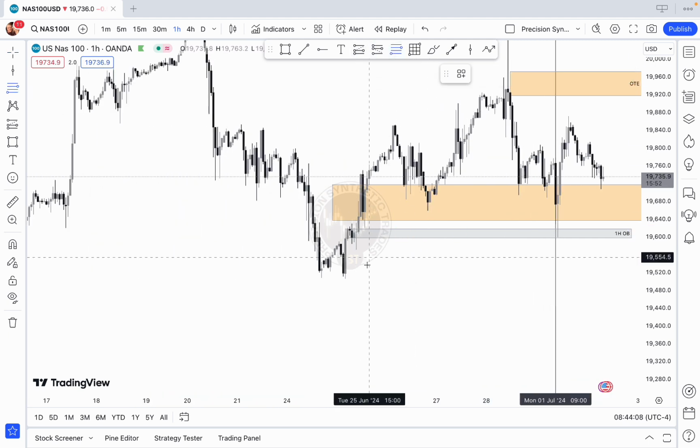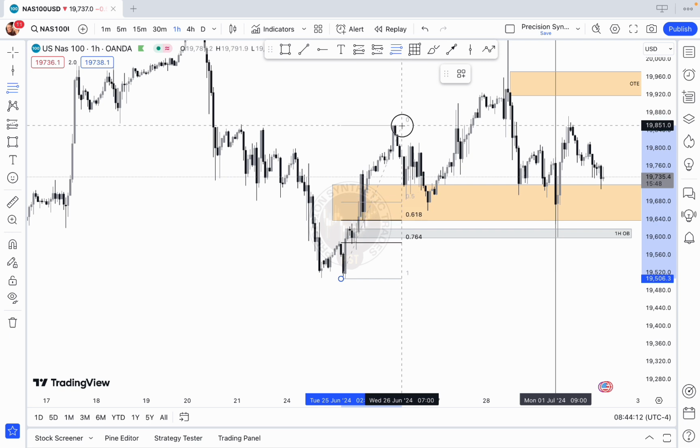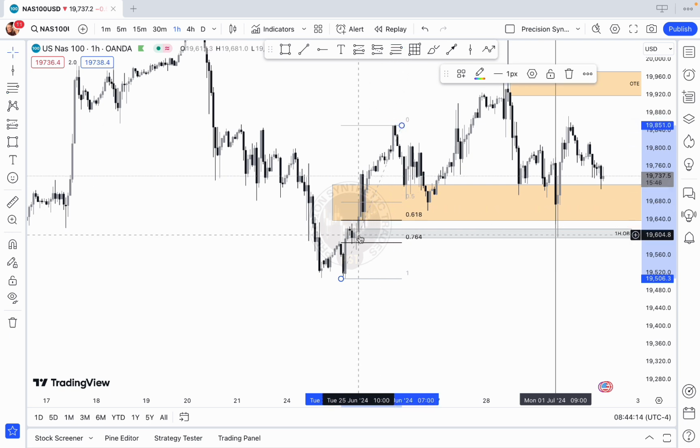And then as you can see, when you take it from this low to this high as well, this order block falls into our OTE level, from this low to this high that broke these initial highs as well.